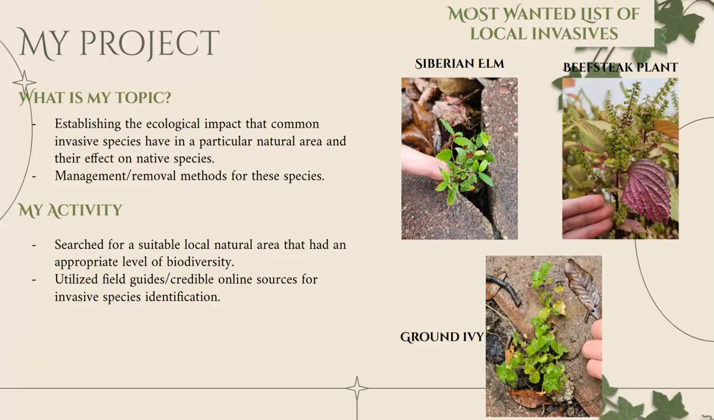Regarding my activity, I first searched for a suitable local natural area that had an appropriate level of biodiversity. From there, I utilized field guides for invasive species, as well as referenced credible online sources, in order to properly identify whether the species I observed were invasive or not. Even though I was unable to find any invasive animal species, I identified three common invasive plant species, which were Siberian elm, ground ivy, and the beefsteak plant.